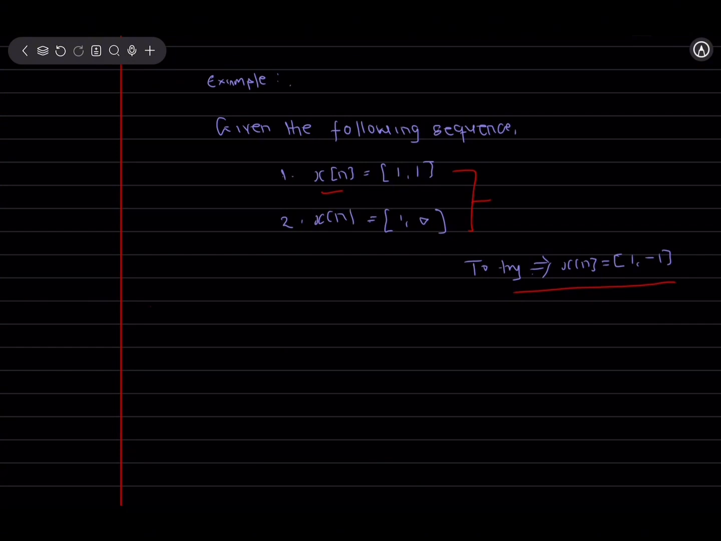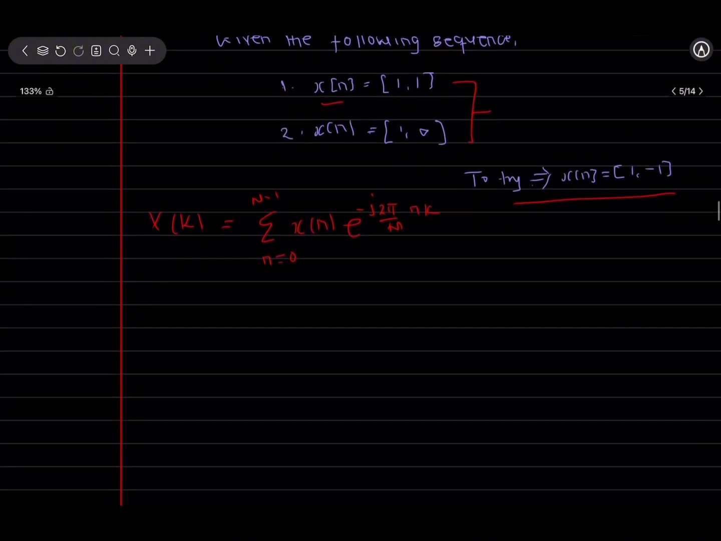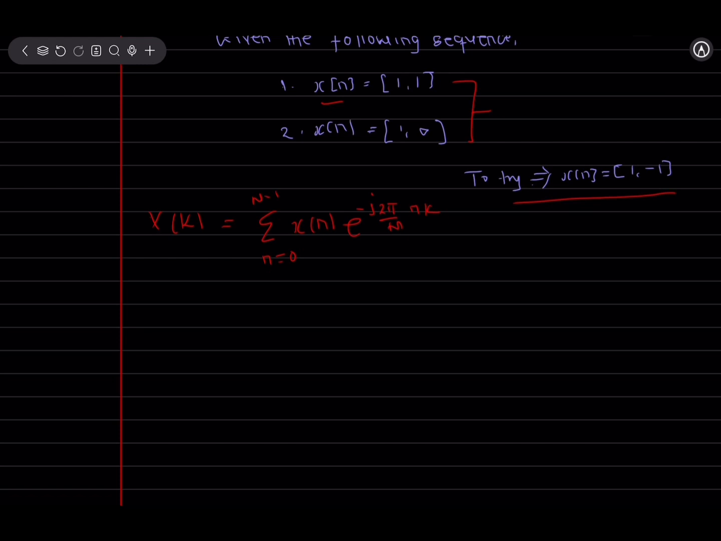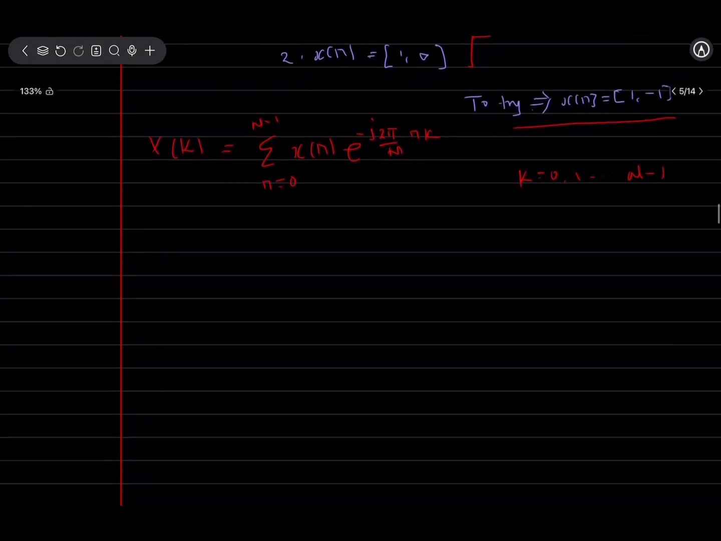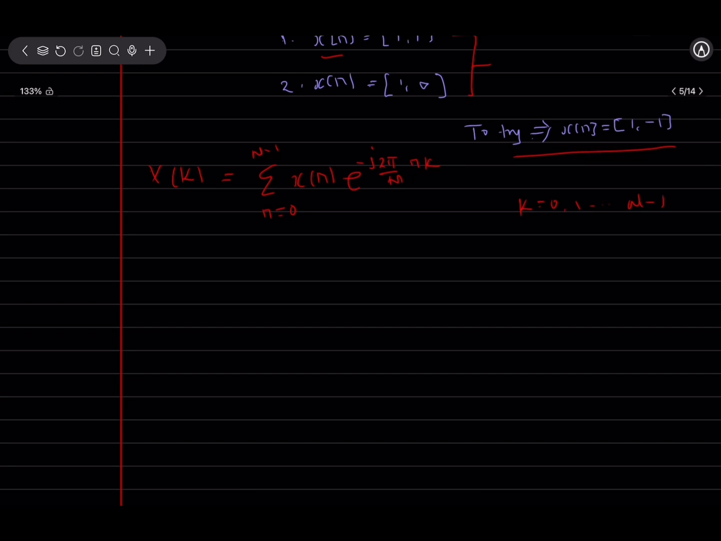Using the forward DFT, we have X of k equal to the summation of n equal to 0 to n minus 1, x of n, exponent negative j 2 pi over N, nk, where k is equal to 0, 1, up to N minus 1. Since the 2-point DFT is the same as what we did earlier on, we are using the same process that we used in solving the first example.